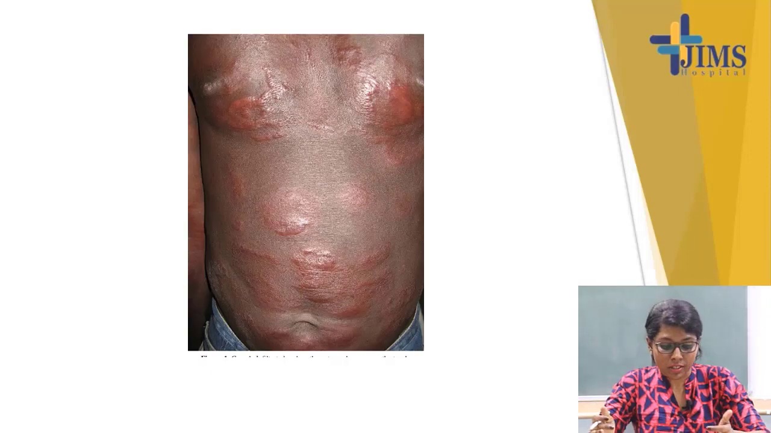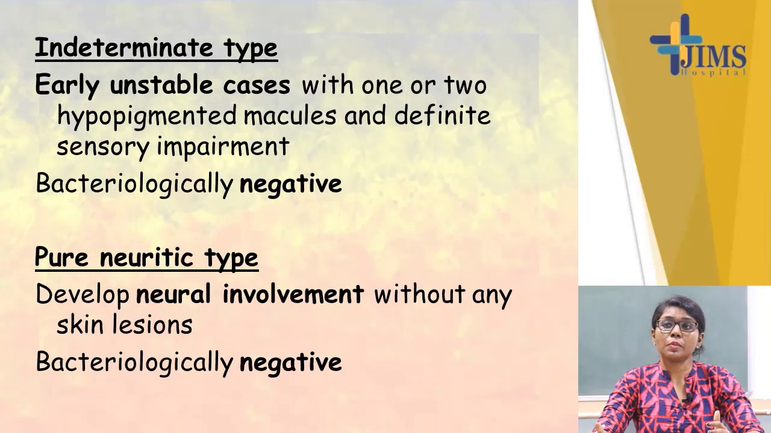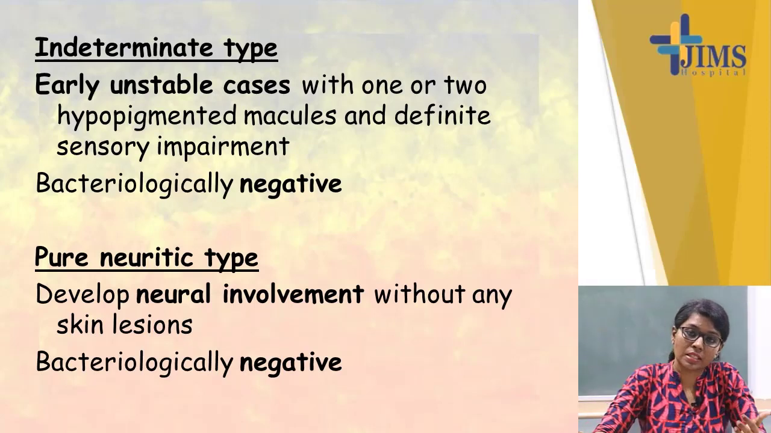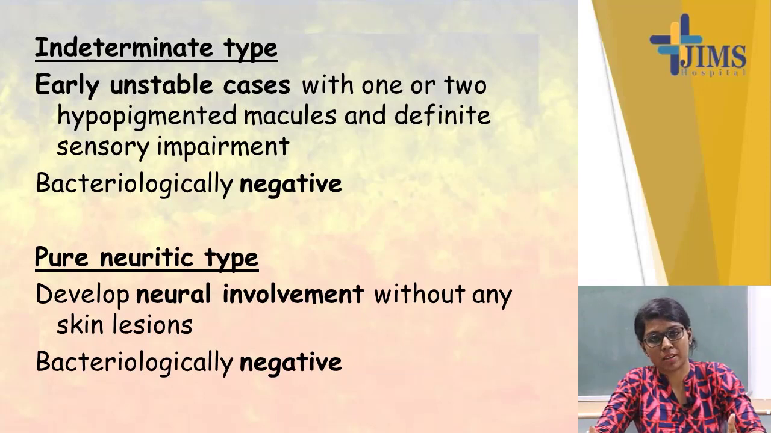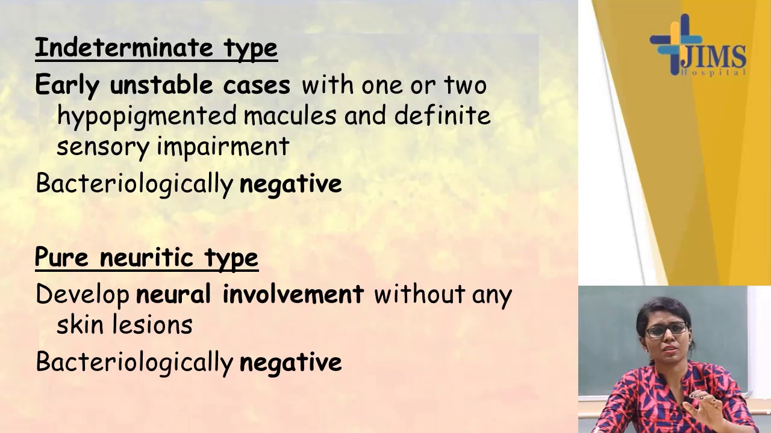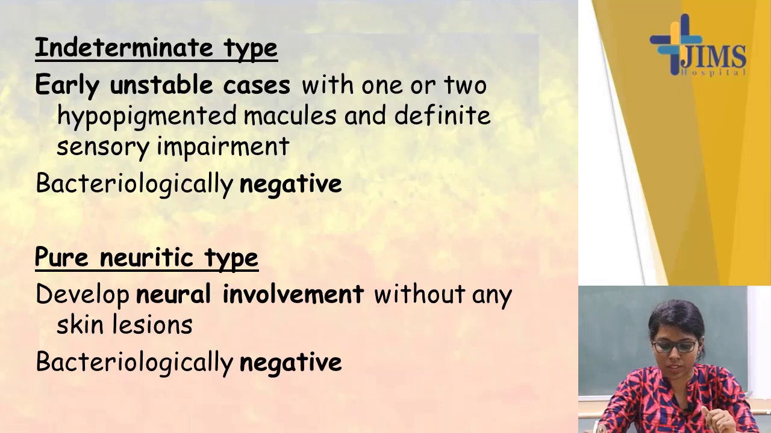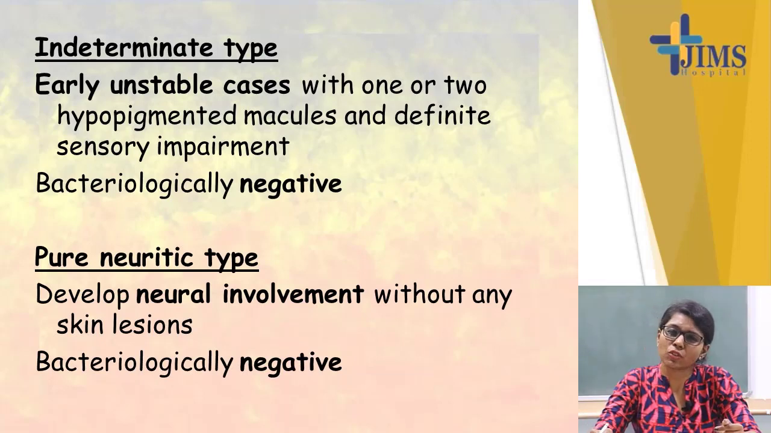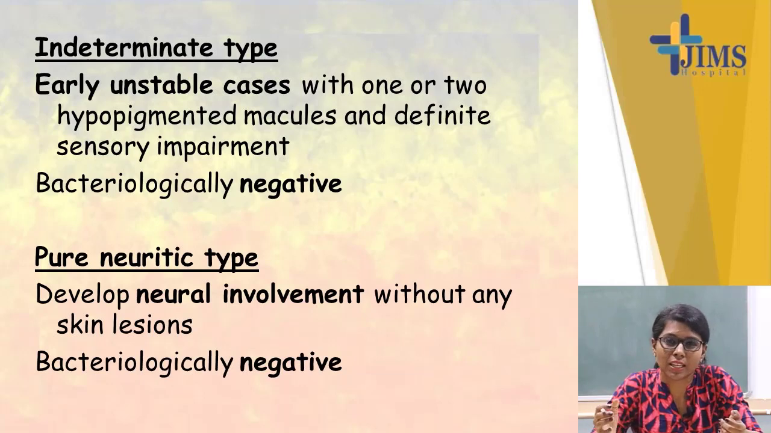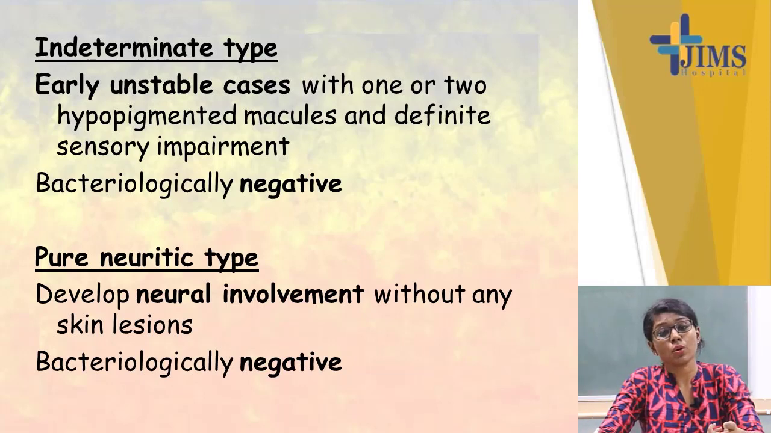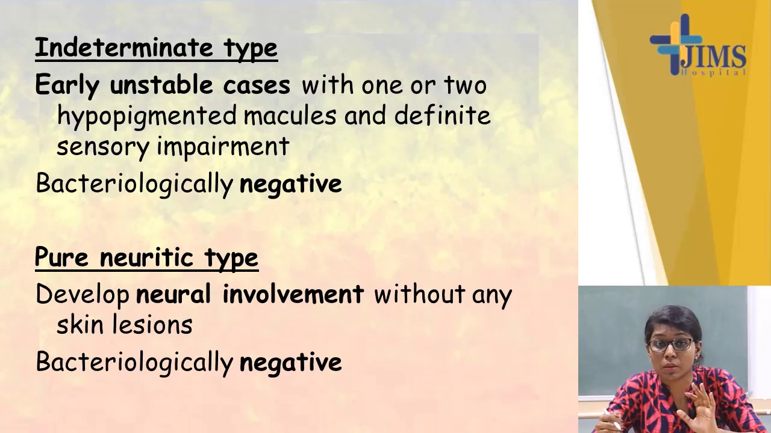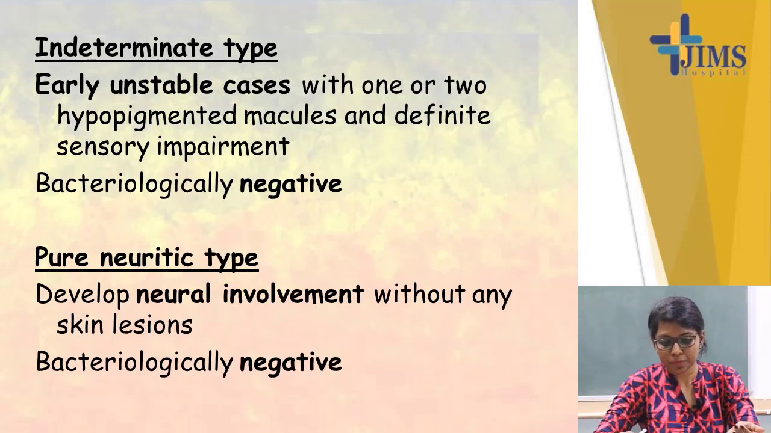Next, indeterminate, and the last one is pure neuritic. Indeterminate means it has not yet decided which side it will go to. Is it TT or LL, tuberculoid or lepromatous? It has not yet decided. So it's a very early unstable case, where there will definitely be a sensory impairment in that person. Bacteriologically, you will not find any leprae bacilli. Pure neuritic, by the word itself we can understand there must be a neurological manifestation.